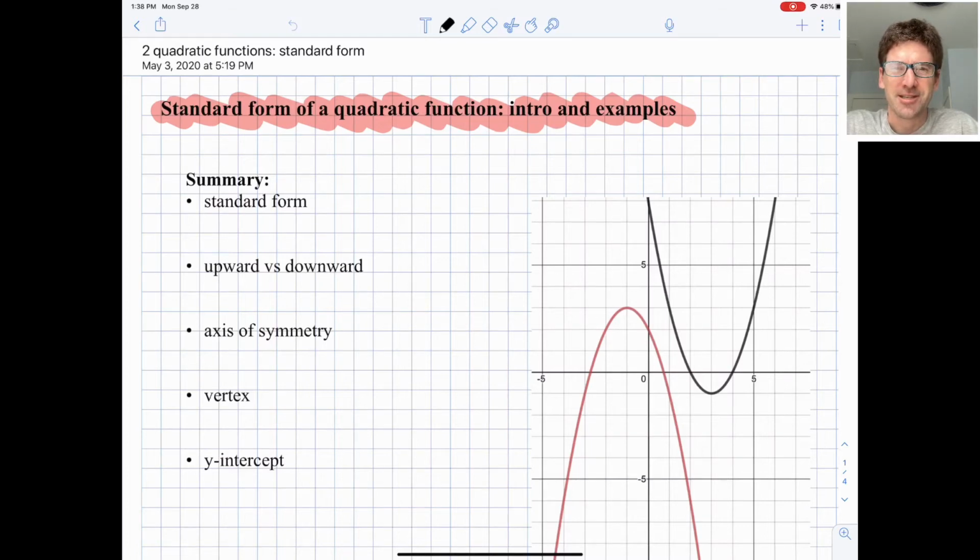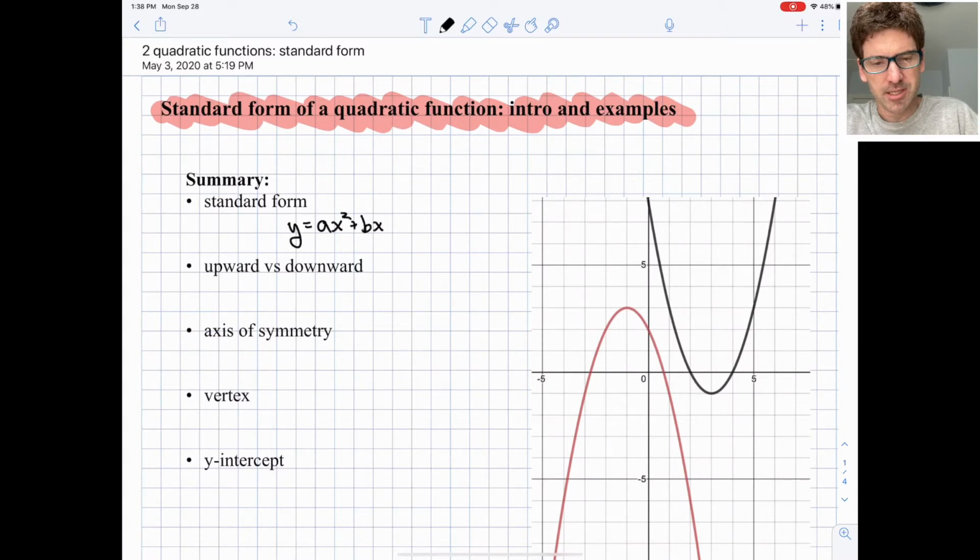All right, this is a video on standard form of a quadratic function, and we'll start off with a summary and some introduction, and then solve a couple examples for you. So to summarize, standard form of a quadratic function is as follows. y equals ax squared plus bx plus c, following that standard form of a polynomial.